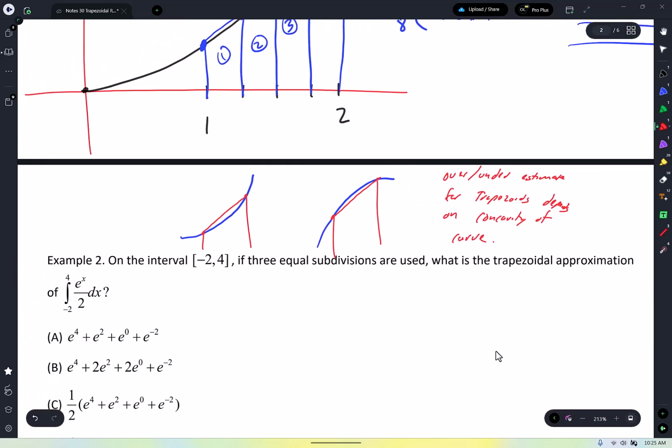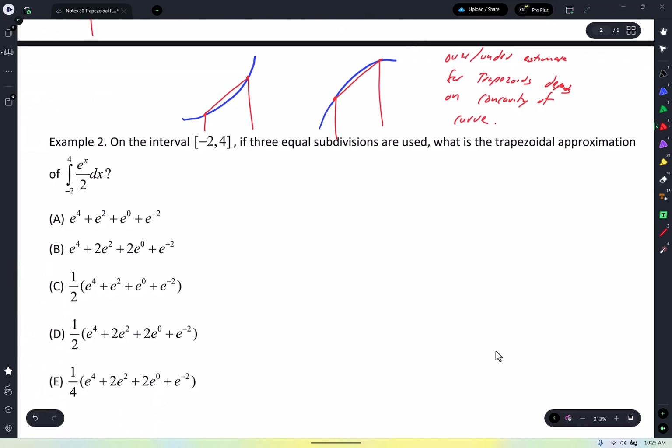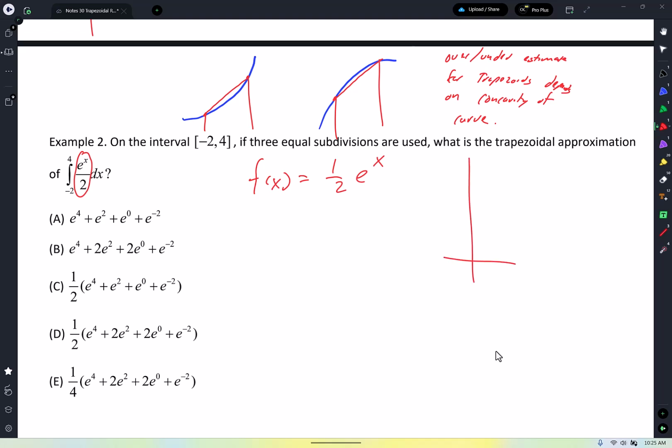All right. Example 2. On the interval -2 to 4, if 3 equal subdivisions are used, what is the trapezoidal approximation of this? All right, guys. I hope that we have an idea how this graph looks. You don't have to be an expert. It doesn't have to be perfect. All e to the x's, regardless of your coefficient in the front, all that does is vertical stretch or compress, look like this, all of them. Cool or not cool? So I'm going to exaggerate it, and we're going to find it. So here is me exaggerating it.